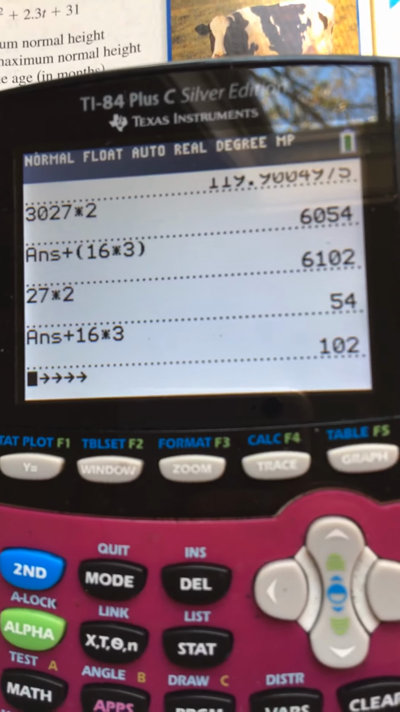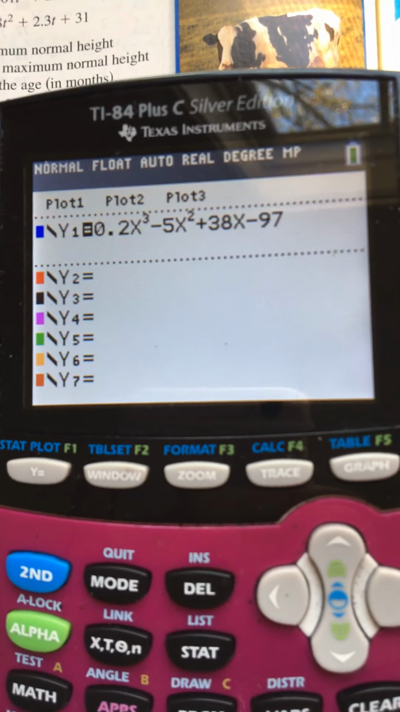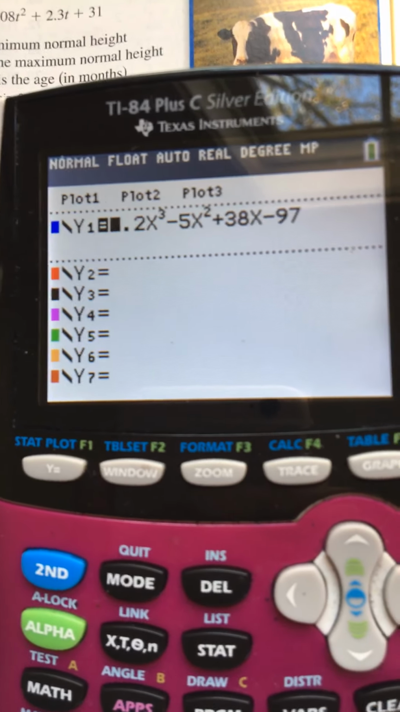Now, I'm going to get off of that. Now, I'm going to show you one more thing about that. I'm going to go back to my y equals, and this time I want the answer. I want to know what x equals.